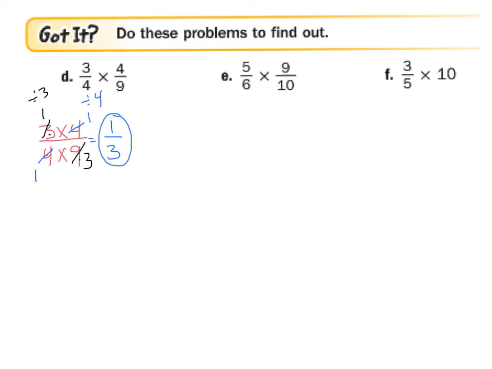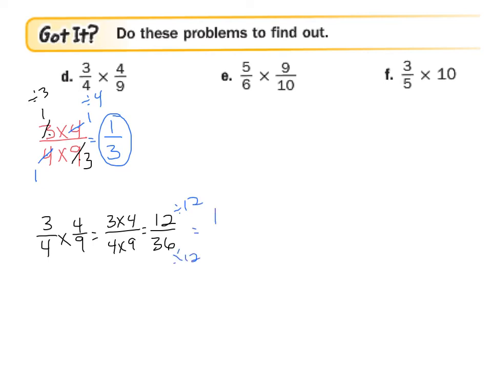So let's just take a look at this one. What if I didn't simplify? What would happen? 3/4 times 4/9 is 3 times 4, and 4 times 9. And we get 12 over 36. And then hopefully you can recognize that we could divide them both by 12 and get 1/3 as our final answer.